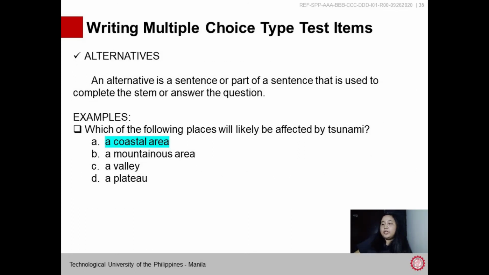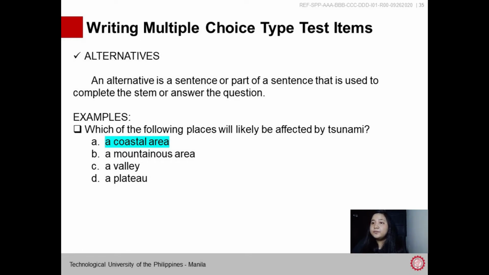Then we will talk about alternatives. So ang alternatives daw ay it is a sentence or part of a sentence that is used to complete the stem or answer the question. So meron kasing iba't ibang type ng multiple choice ay ng STEM. Pwedeng blanko siya, or halimbawa, in blank, what are the best tools to be used when painting in Adobe Photoshop? ICT yun, about ICT yung tanong na yun.